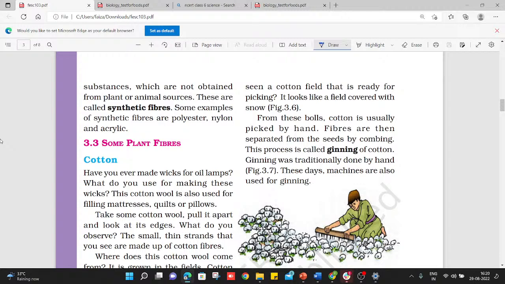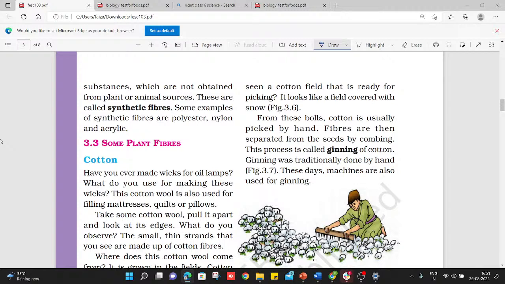From these balls, cotton is usually picked by hand. Okay, fibers are then separated from the seeds by combing. This process is called ginning. Of course, ginning was traditionally done by hand. Okay, so ये ginning जो word आपने सुना ये एक important term है. Please note it down and please write the definition of ginning. What is ginning? Fibers are separated from the seed by combing.